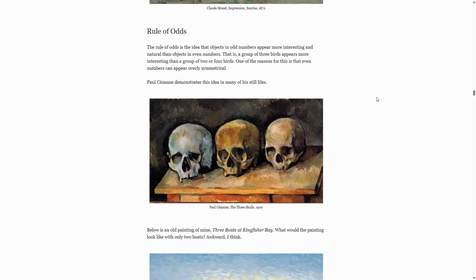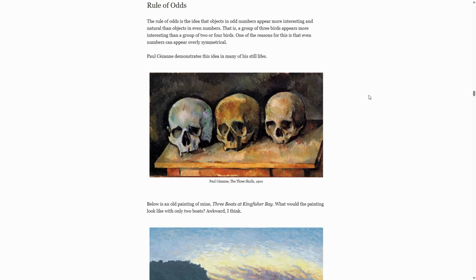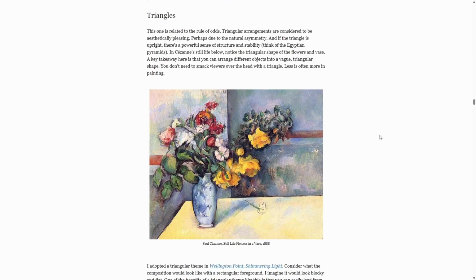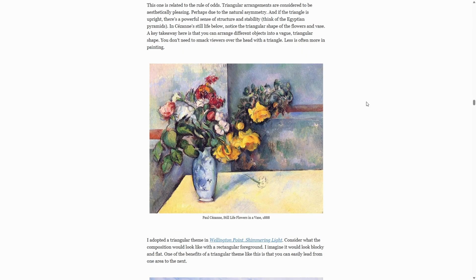We have the rule of odds, so naturally odd things feel more interesting than even things. We have triangles, so you divide your grid into 2 triangles wherever you want, and with this you kind of create asymmetry. So for example, if I trace a line in here, I'll have 2 triangles, right? This triangle is way more filled than this triangle.